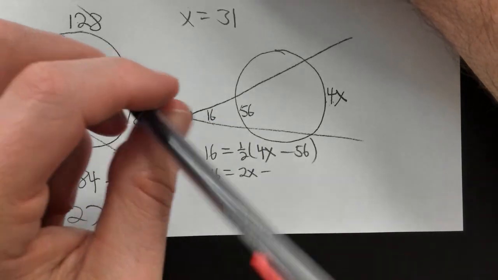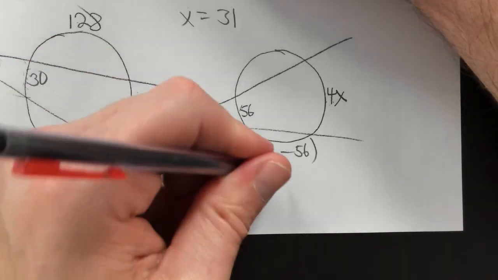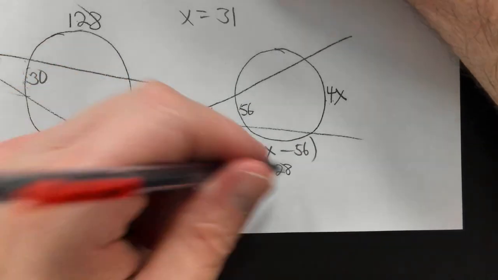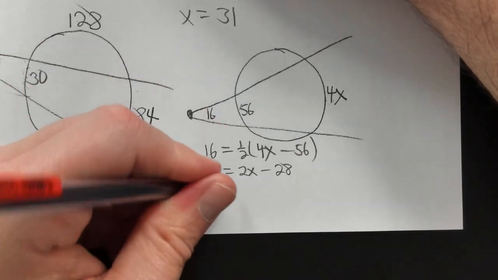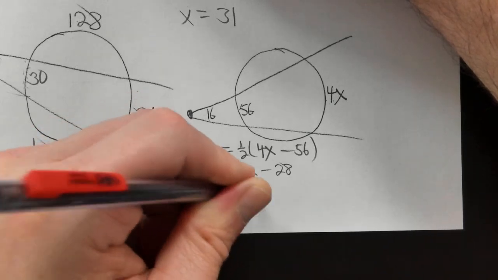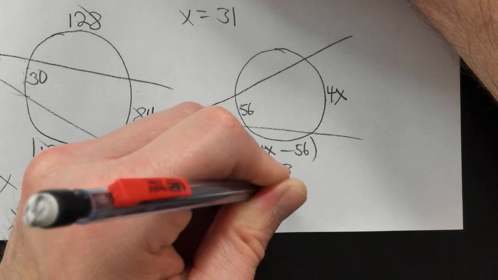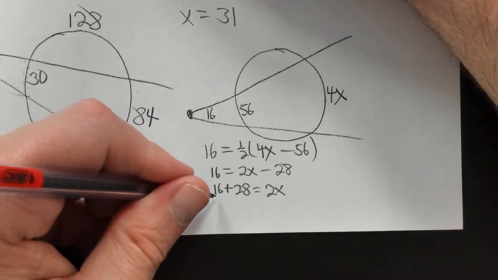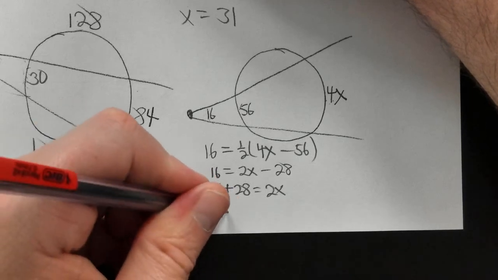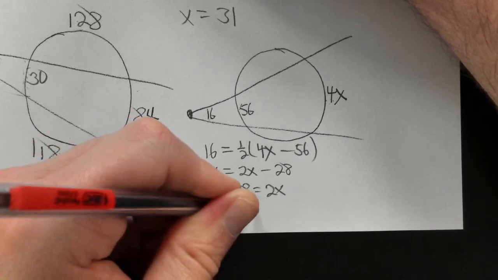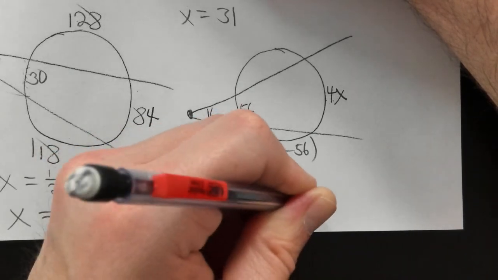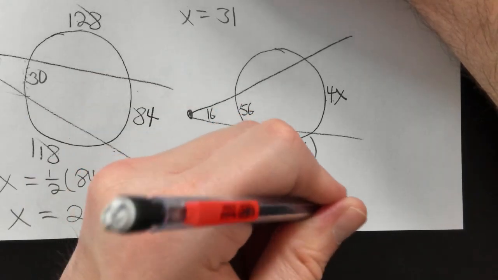minus, what's half of 56 going to be? That's going to be 28, I believe. 28, right? And then so now I need to bring the 28 over to the other side, so I will get 16 plus 28 equals 2x. So what's that going to give me? 44, I believe. That's correct. Yep. 2x equals 44. Now I'm ready to divide by 2, and then my x is going to be equal to 22.